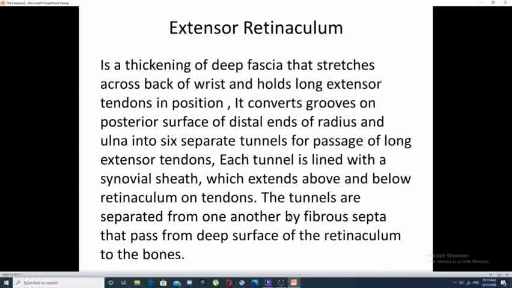Extensor retinaculum. This is a thickening of the deep fascia which stretches across the back of the wrist. Its main function is to hold the long extensor tendons in their positions.